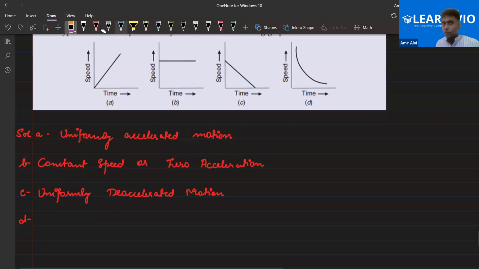Sarah and Farhan, yes or no? Yes, sir. But the graph is not straight, it is a curved line. It means that this is a non-uniformly deaccelerated motion, because for a uniformly accelerated or deaccelerated motion, the graph should be straight like this or this, right? So this is non-uniform deacceleration, or you can say retardation.